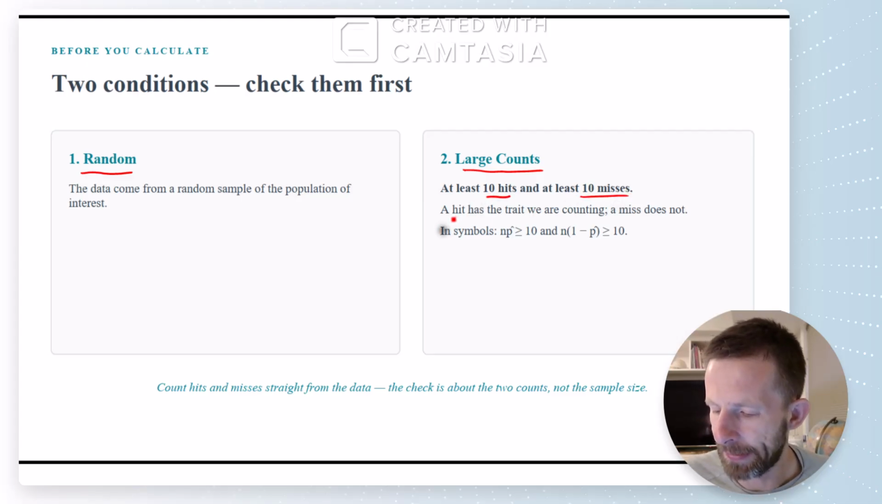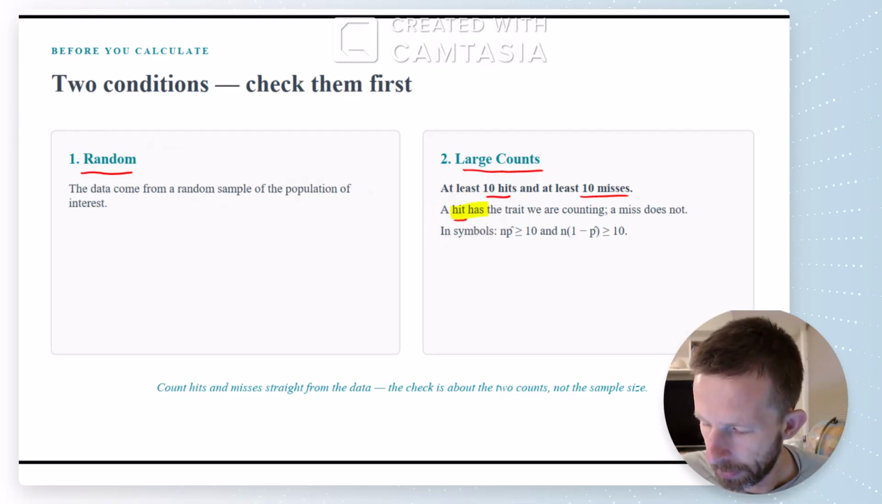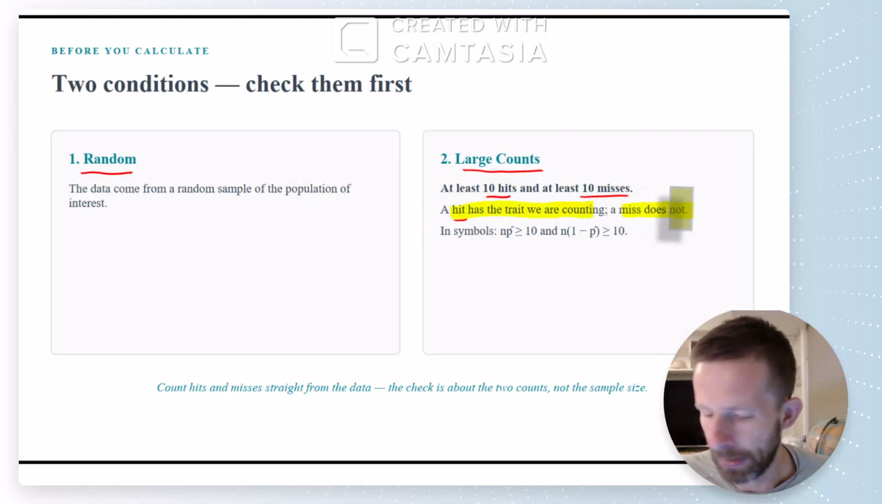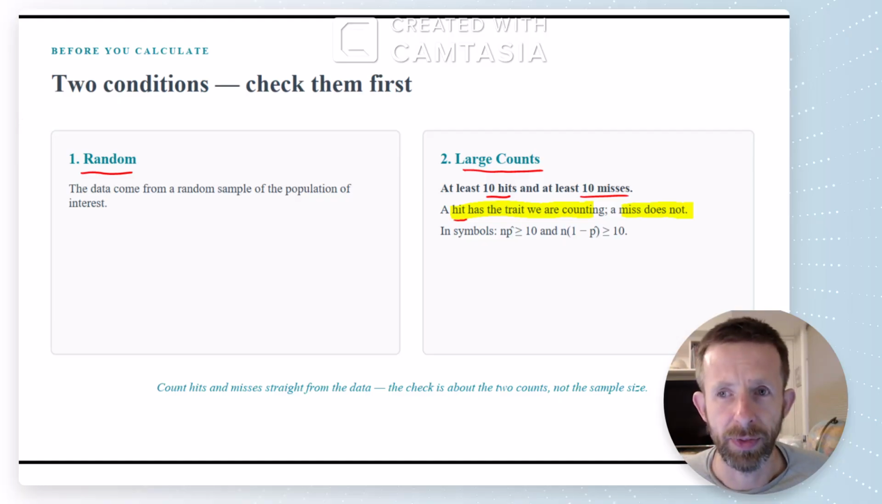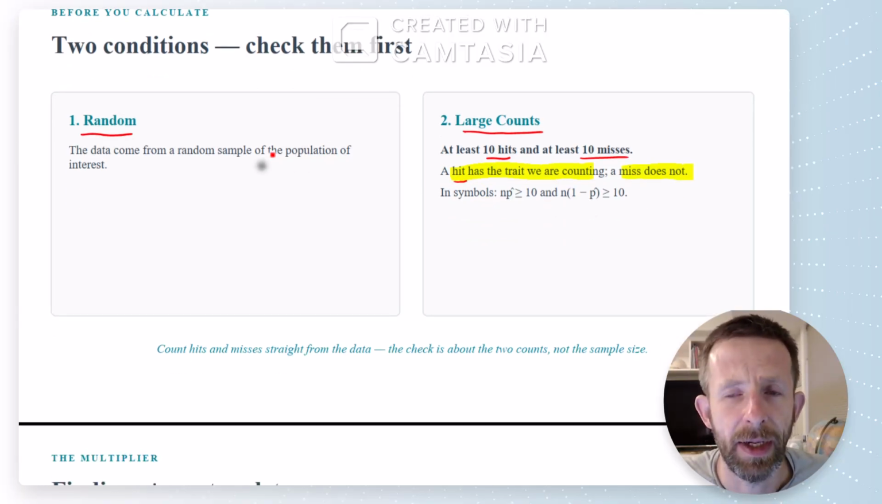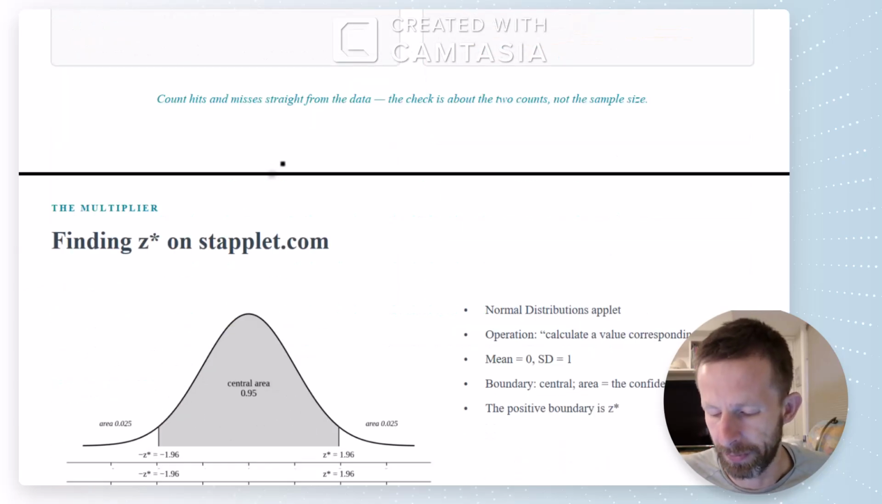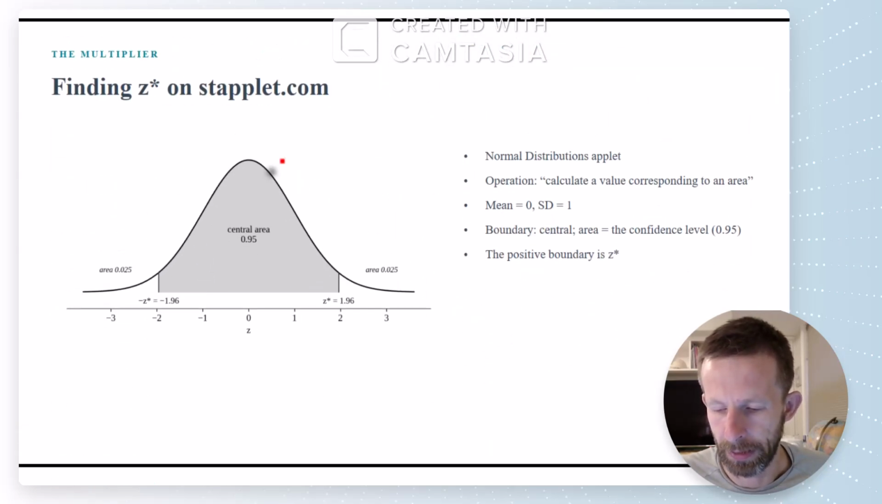So a hit is the trait we're counting, and a miss is a trait we're not counting. So in our case, if a student has a car on campus, that's a hit. If a student does not have a car on campus, that's a miss. We need both of those to be greater than or equal to 10.